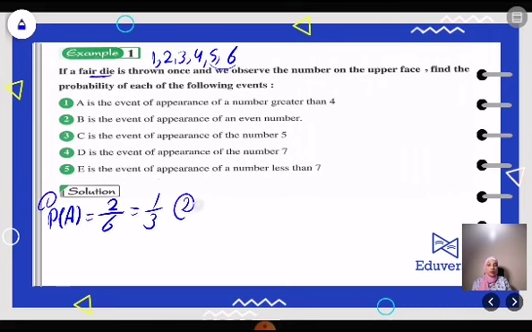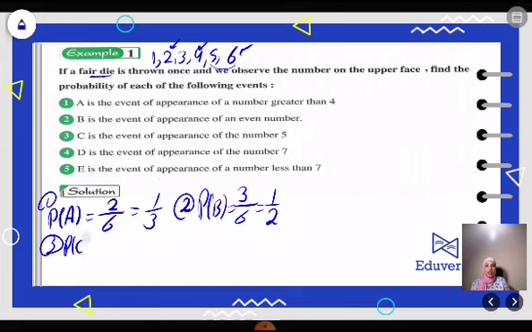So let's see number 2, probability of B. B here is the event of appearance of an even number. The even numbers are 2, 4 and 6. They are 3 out of the total, which is 6. Dividing by 3, it will be 1 out of 2. Put it in simplest form. Don't forget that.